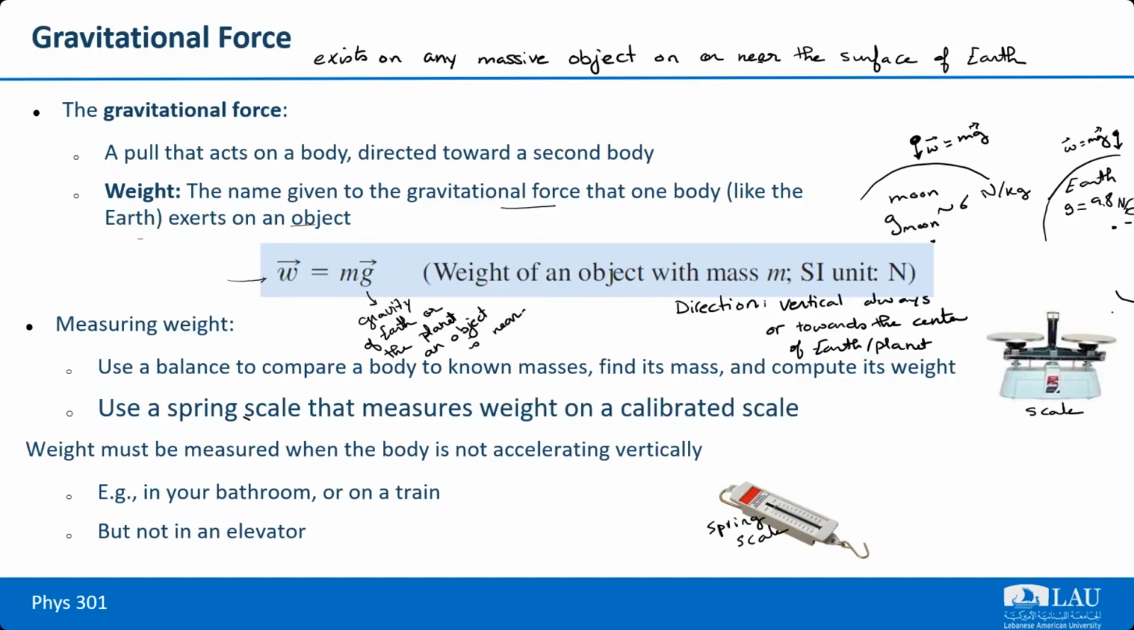The spring scale contains a spring which gets elongated here, and it's well calibrated to show us the values of the force. Whereas this scale works by balancing the object with some known masses. So if I have the object here, I'll put, let's say, a 1 kilogram weight here, and then I can check the mass.